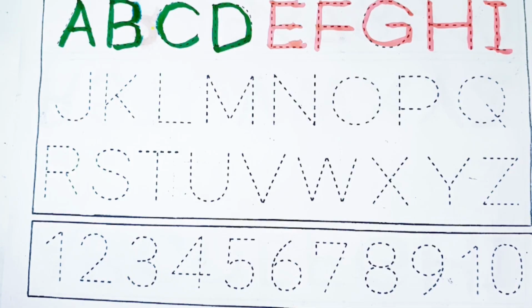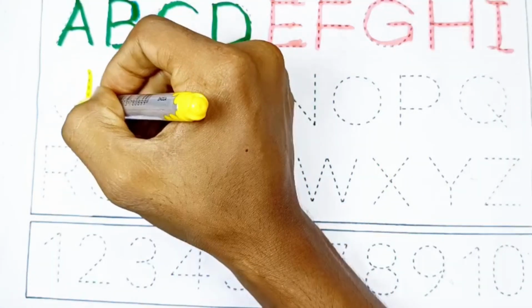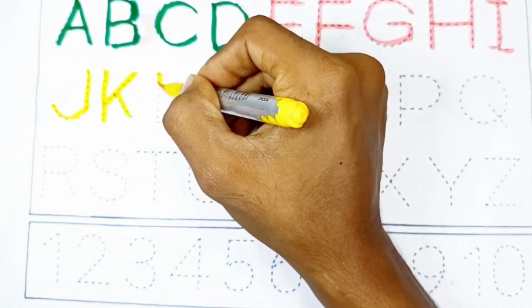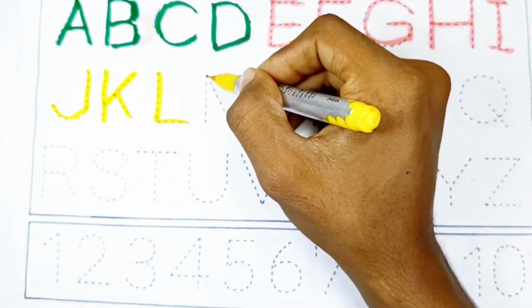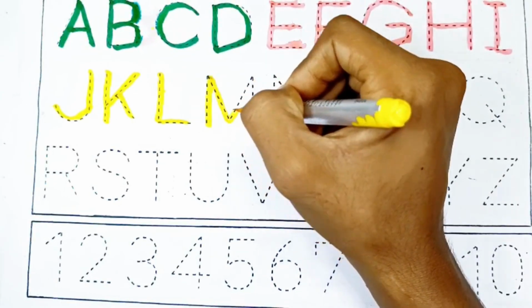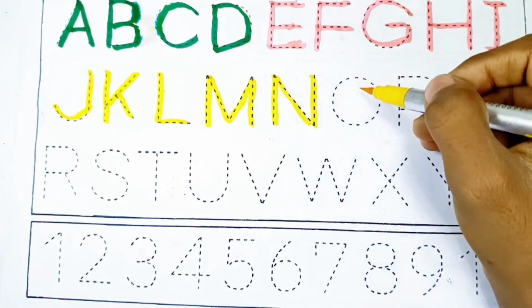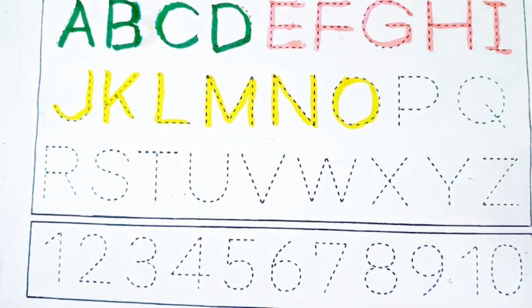Okay, so now you draw J. J for joker, K for king, L for lion, M for moon, N for nose, O for orange. Okay, so now you draw P.